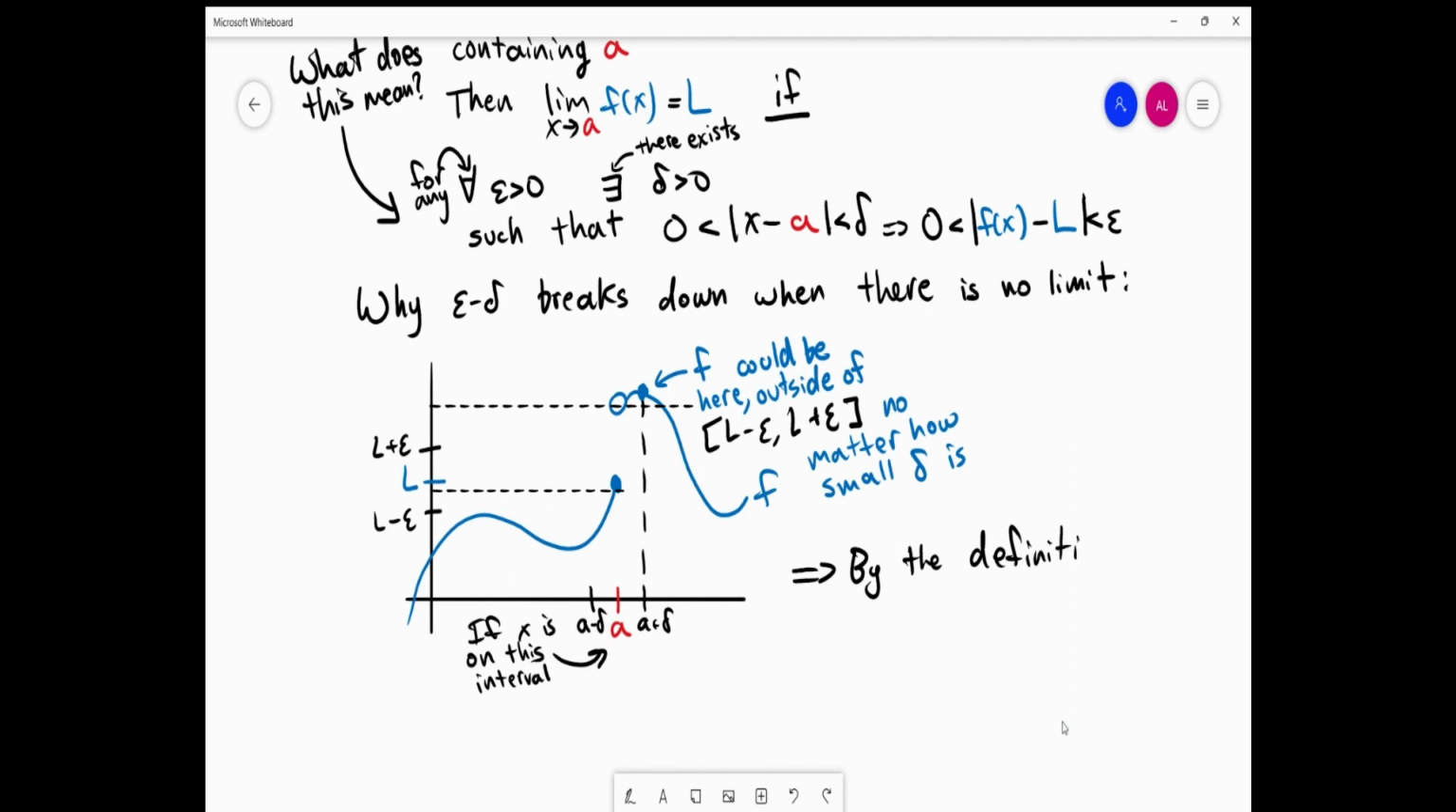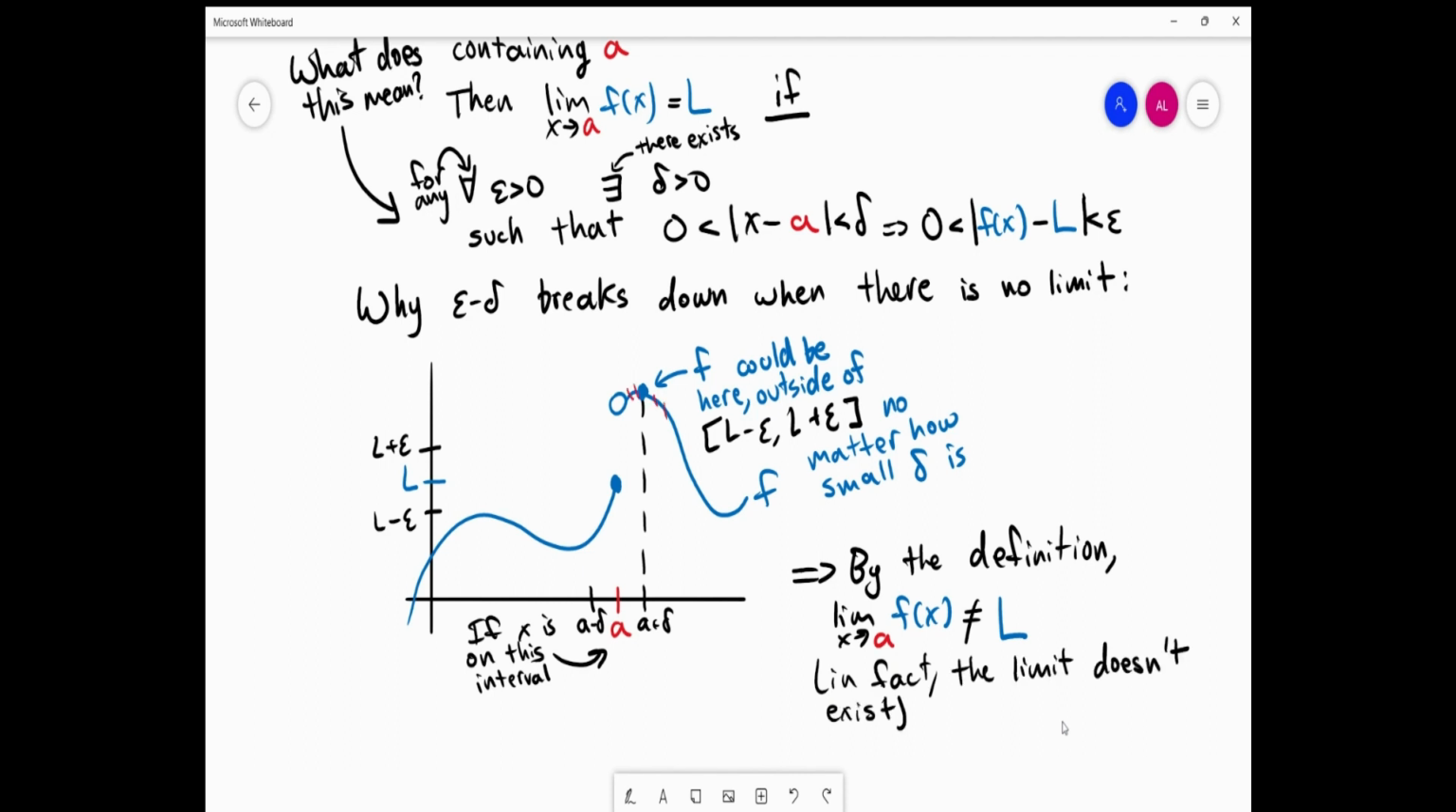And because of this, we know that by the epsilon delta definition of the limit, there is no limit at this point, right? Not only is it not equal to L, but if we try to find it anywhere else, this will also break down. So there is no limit for a jump discontinuity.